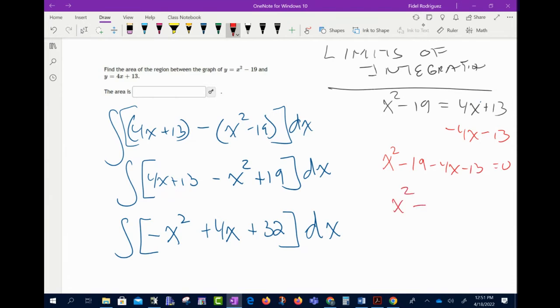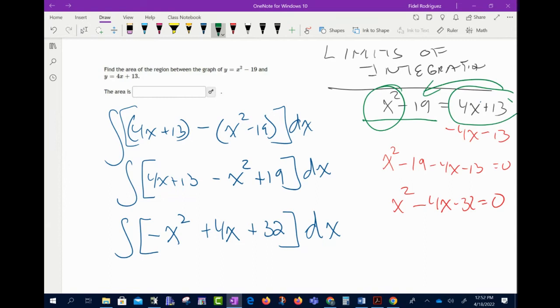So look, x squared minus 4x minus 32 equals 0. This is my suggestion, y'all. When you're finding the limits of integration, and one of them is a quadratic and one of them is a line, in my opinion, it's easier to keep your x squared positive. So if you notice here, the x squared was positive, so I didn't want to move these. I wanted to leave those alone and bring these over.